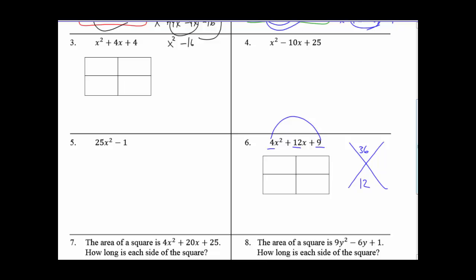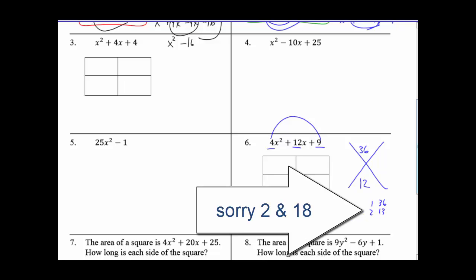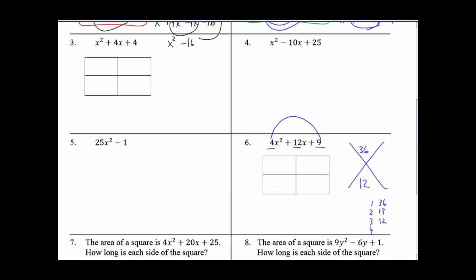Okay, if you're stuck, start with 1. Well, 1 and 36, 2 and 18, 3 and 12, 4 and 9, 5 and nothing, 6 and, oh hey, 6 and 6 is 12. So 6 and 6. So we're going to bring down this first one.